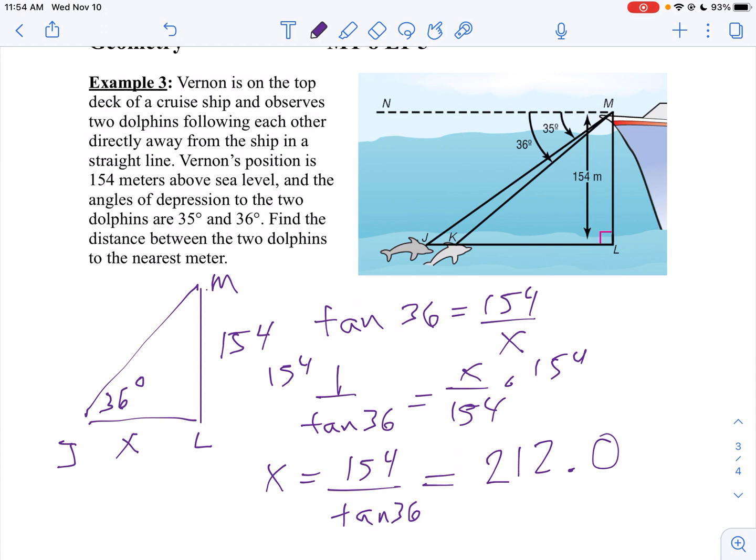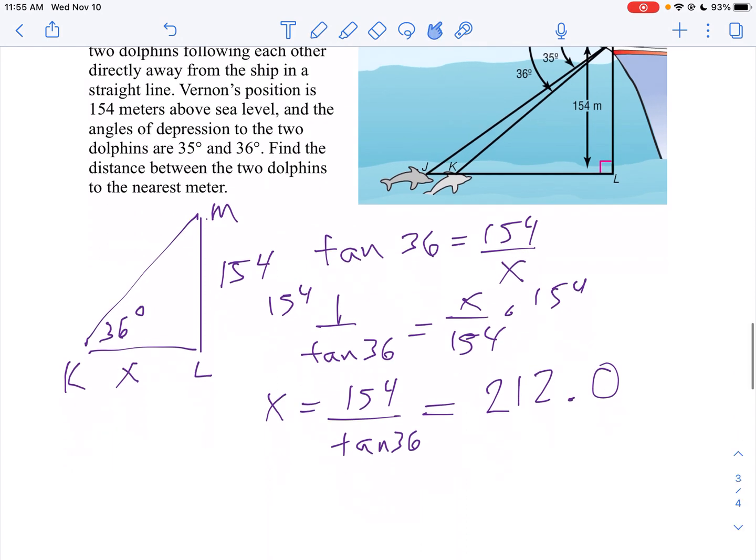whoops, I did that wrong. The 36 degree angle is K, isn't it? So I'm going to change this. Sorry if I confused you there. We found K to L, because 36 degrees is the closer one. Now, let's turn around and let's find the further one.